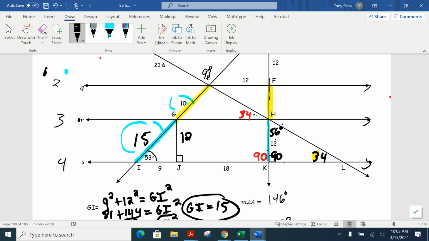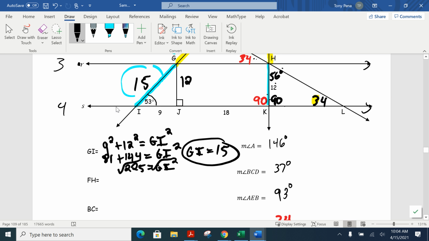So 10 is to 15. You might want to write it where you're doing it. I'm going to do it up here so I don't have to move the screen. So the 10 is compared to 15, as this FH, I'll call this X, is compared to that 12. And then it's a quick little proportion that we all got right yesterday. All right, we get 8 for that. Okay, so nothing really new.